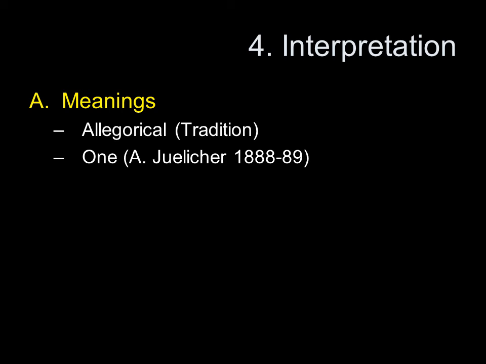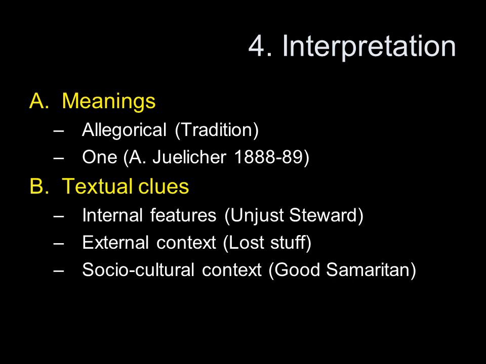We'll probably find ourselves torn between having a multiple valence of meanings through the allegorical interpretation on the one hand, or just having a singular meaning on the other. The way that we figure out whether a parable has multiple meanings, like the allegorical one, is through various textual clues. We can look at the internal features of the parable, or we can look at the context of the parable, or we can look at the context within the social world.